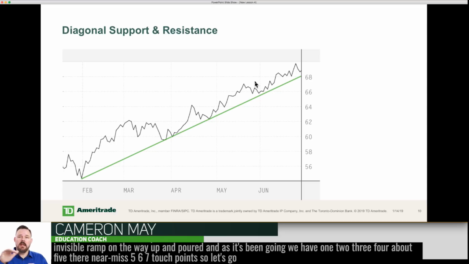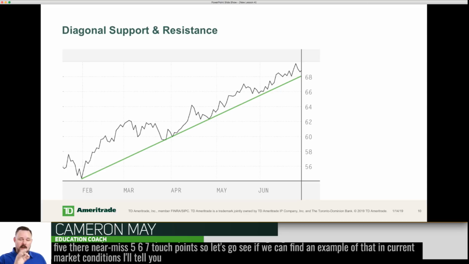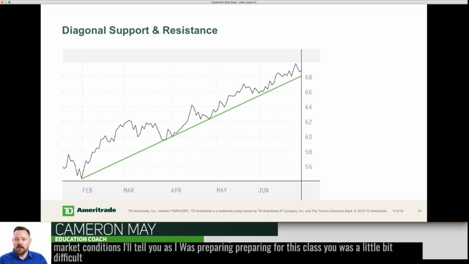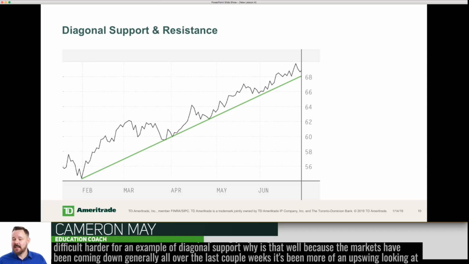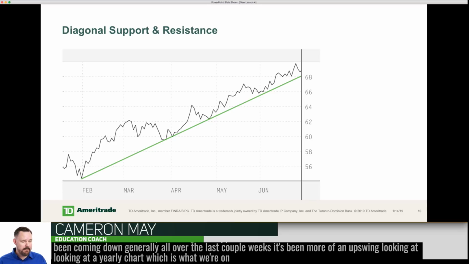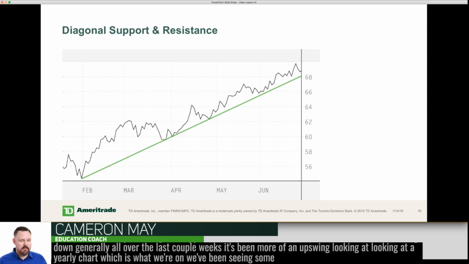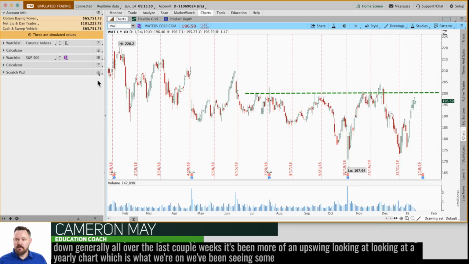So let's go see if we can find an example of that in current market conditions. Now I'll tell you, as I was preparing for this class, it was a little bit difficult. I had to dig a little bit harder for an example of diagonal support. Why is that? Well, because the markets have been coming down generally, although over the last couple of weeks it's been more of an upswing. Looking at a yearly chart, which is what we're on, we've been seeing some rare examples. So let's go have a look. Back to our chart.